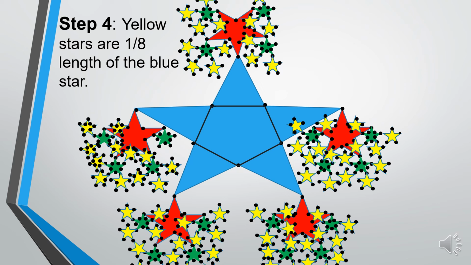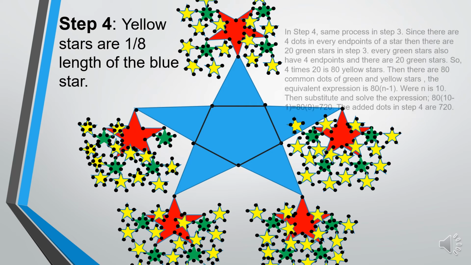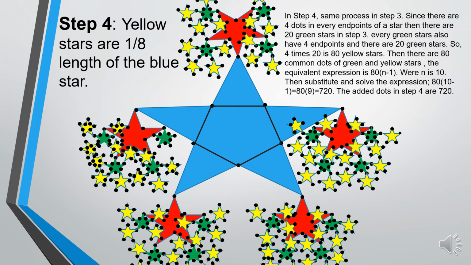Step 4. Yellow stars are 1/8 of the blue star. In step 4, same process as in step 3. Since there are 4 dots in every endpoint of a star, then there are 20 green stars in step 3. So this is the example of the 4 dots on every endpoint of a star. So every green star also has 4 endpoints and there are 20 green stars. So 4 times 20 is 80 yellow stars.